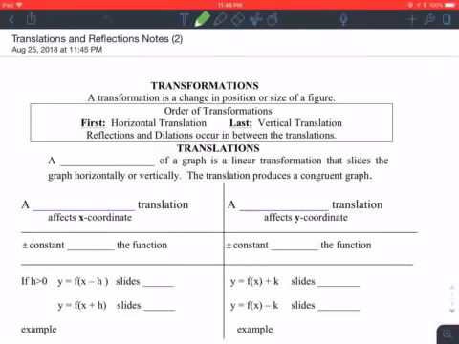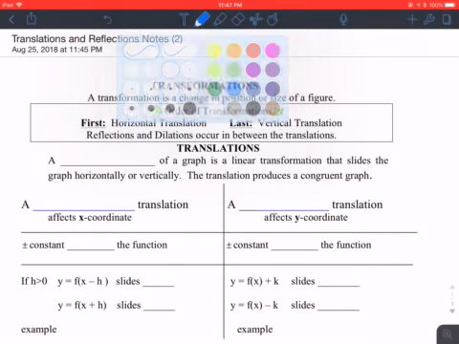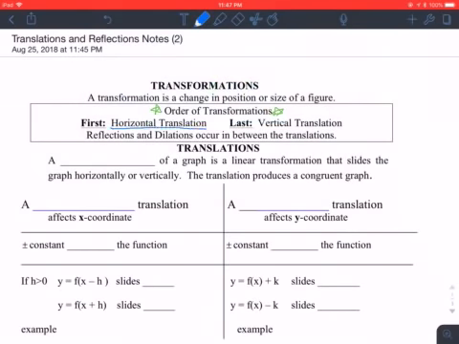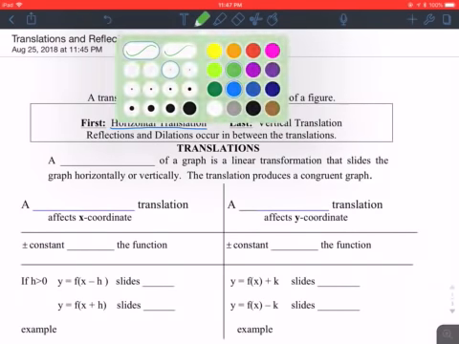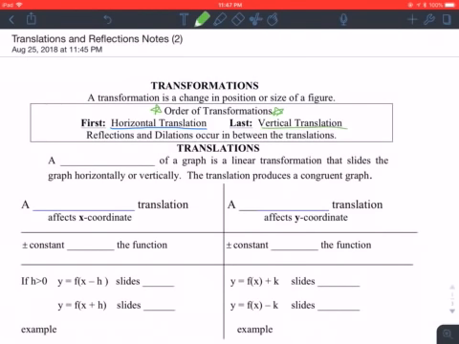Okay, let's talk about transformations. That's when we change the position or size of a figure. We're mostly going to be looking at graphs. So the order of transformations is super important. You're always first going to do a horizontal translation, and last will always be your vertical translation.